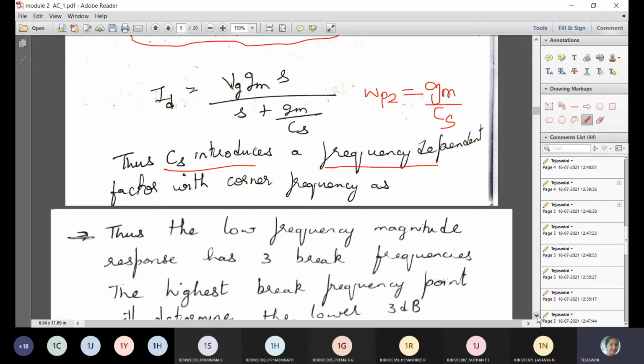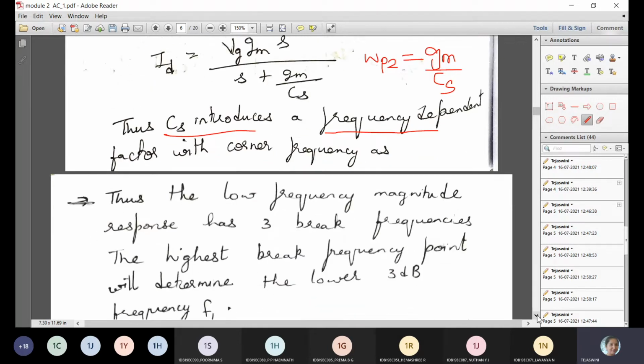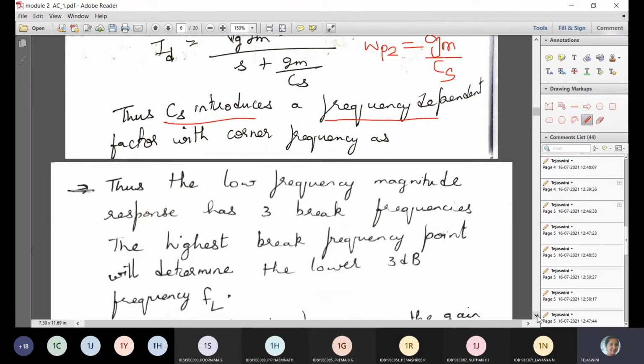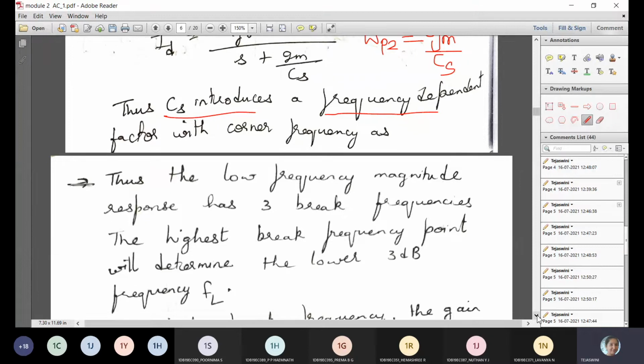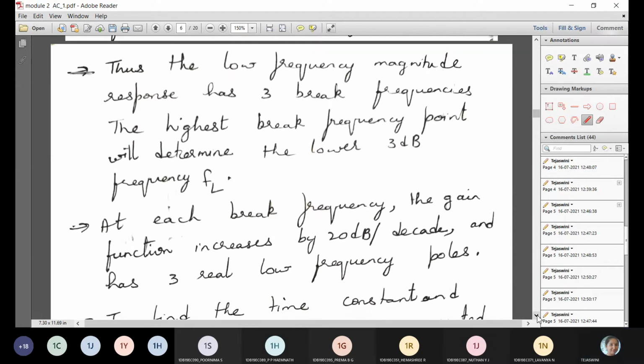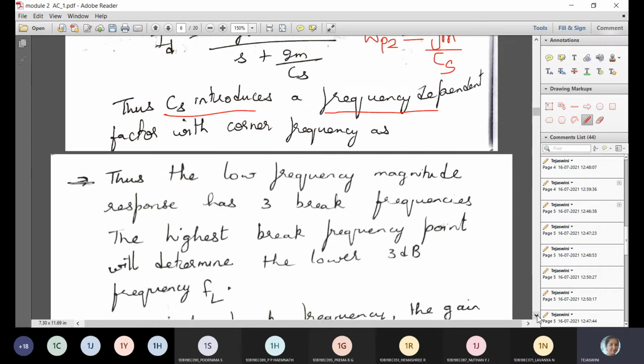As I told you, the low frequency magnitude response has 3 break frequencies. Among them, whichever is the highest break frequency will determine the lower 3 dB frequency FL. So here we are writing FP1, FP2, FP3, but I don't want FP1, FP2, FP3. I am worried only about the lower 3 dB frequency FL. How to find that? Whichever capacitance has the highest break frequency, we can say it is the lower 3 dB frequency FL. Okay. Is this clear with omega P2?